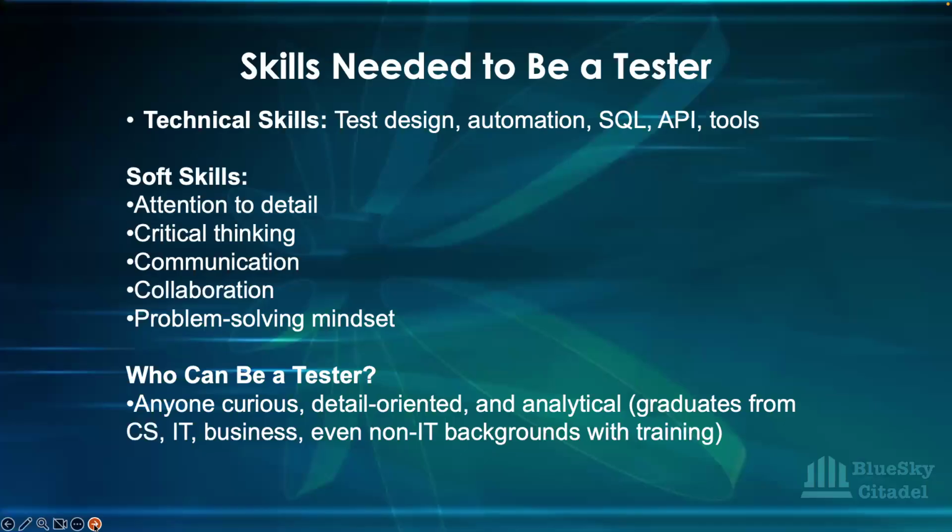So the next one is collaboration. More like a sibling to communication. How well can you work with other people? How well can you work with your teammates? Can you brainstorm together with people? So those are collaboration skills. Then the problem solving mindset.